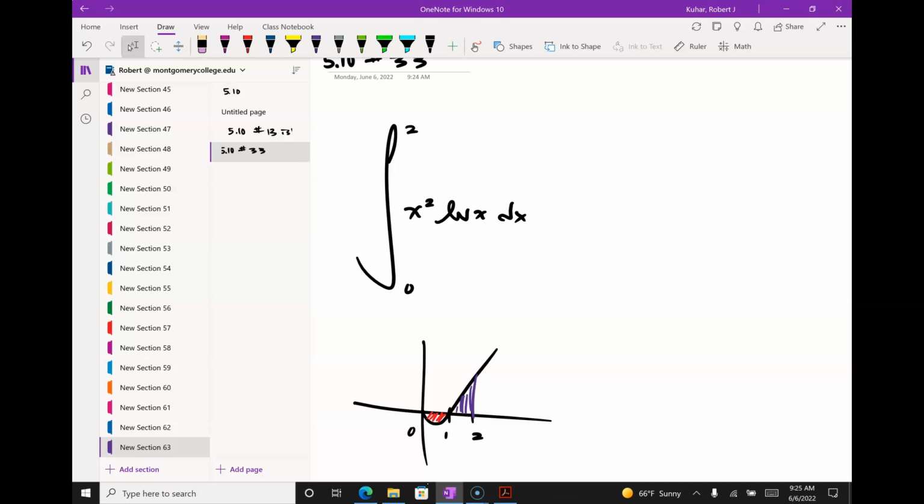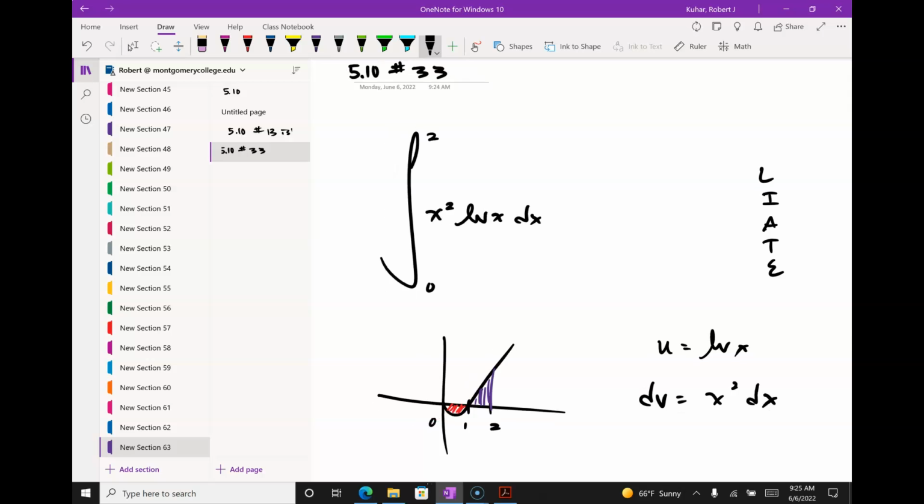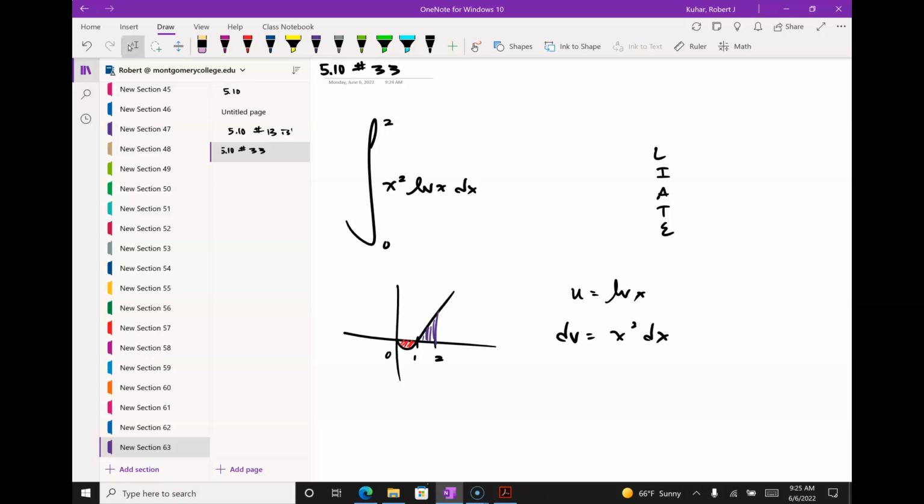This is by parts, where u is ln of x, excuse me, and dv is x squared dx. Good. Get me the integral, please.